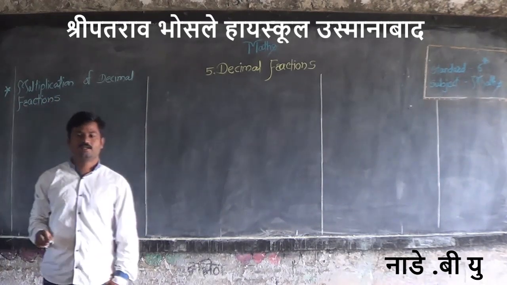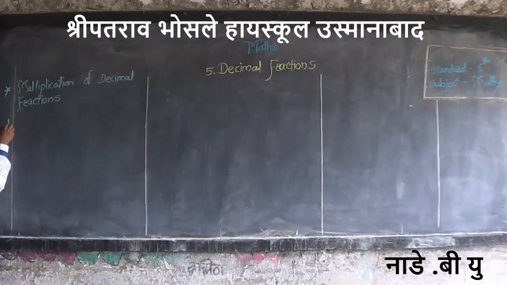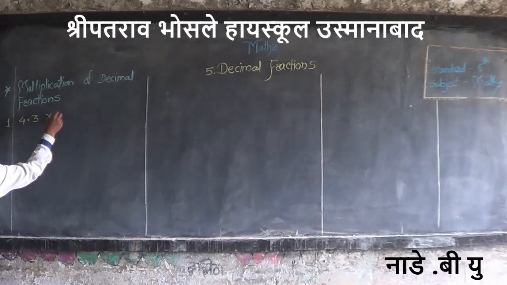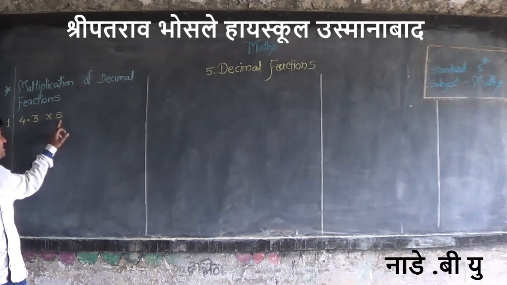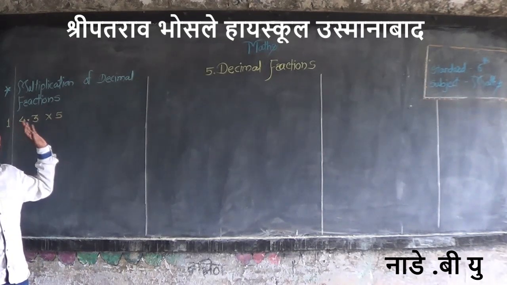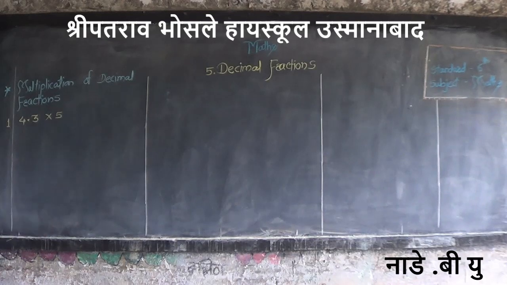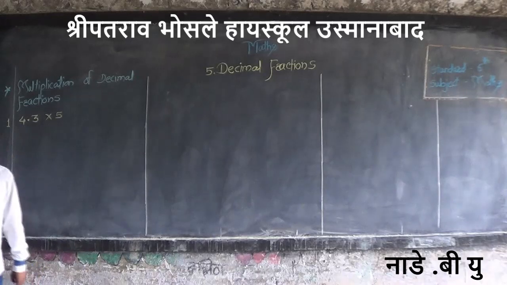Now we see one example. The example is 4.3 into 5. Here the multiplicand is a decimal fraction and the multiplier is an integer, only an integer. Here the multiplier is not a fraction. This example we can solve using three methods. We see them one by one.